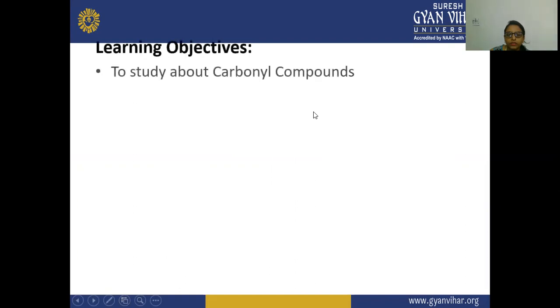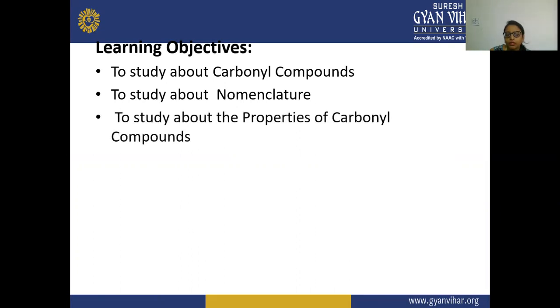Today's learning objective is, here we are going to study about what are the carbonyl compounds and how many types of carbonyl compounds, what are the structures of these carbonyl compounds. Also we are going to study about the nomenclature, how we will name these carbonyl compounds according to the common system and the IUPAC system. And next, what are the properties of these carbonyl compounds, and what are the reactivity as well as the physical properties of these carbonyl compounds.